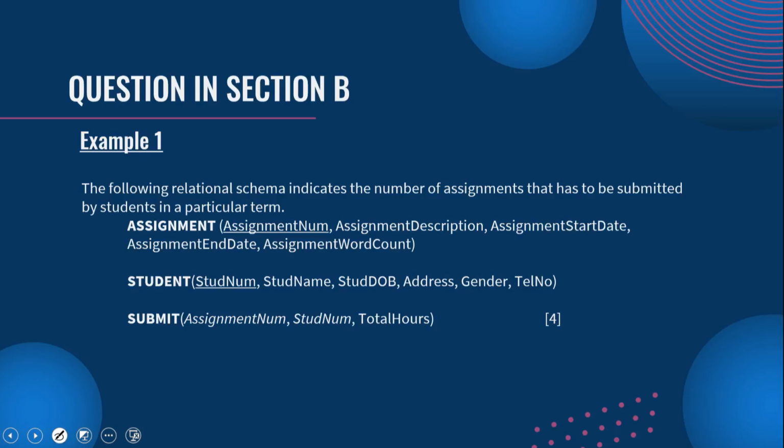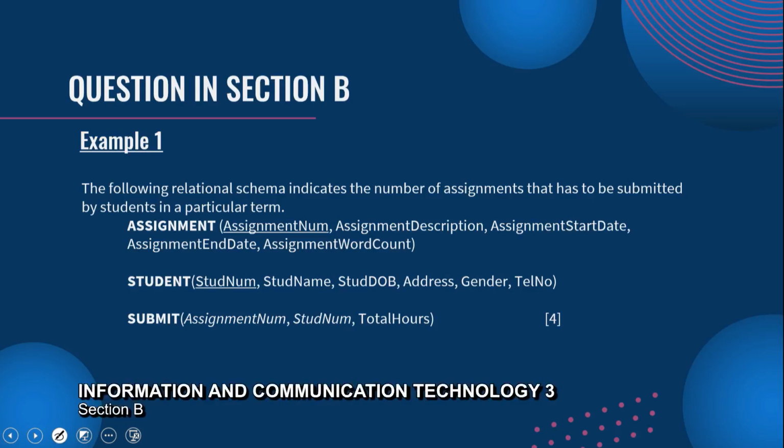The following relational schema indicates the number of assignments that have to be submitted by a student in a particular term. So you are given 3 relational schemas. The first one is assignment, followed by the attributes. They underline the assignment number to show that it is the primary key. And then student number is the primary key. And then submit, we have 2 foreign keys there, assignment number and student number, followed by total hour.